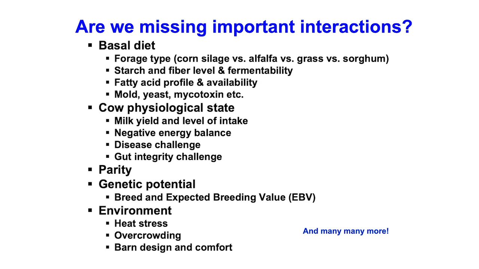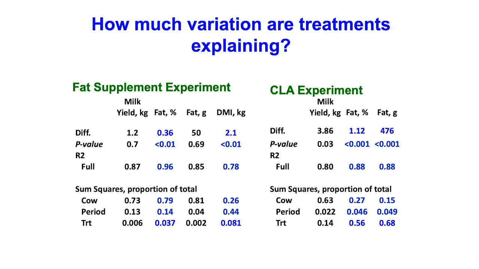There's a lot of really good data on the genomics side that we could be using a lot more in nutrition, I think. Environment, heat stress, overcrowding, barn design, cow comfort, and many, many other interacting factors can affect that response. So how much variation are treatments really explaining?